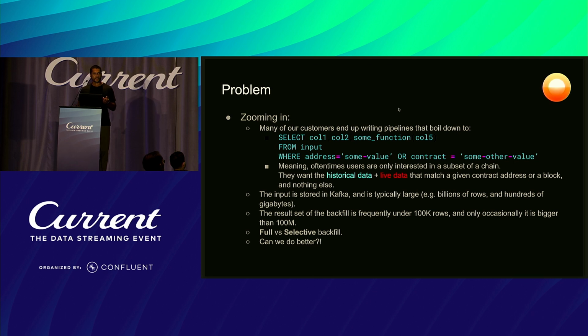To give you a little bit more insight about how we store our data, our input topics are Kafka topics. They're typically really large. You can think of billions of rows, hundreds of gigabytes at least. And in contrast, the result of the backfill that they do is frequently under 100K rows, and very occasionally it goes to millions of rows.